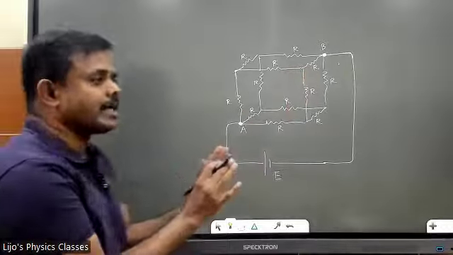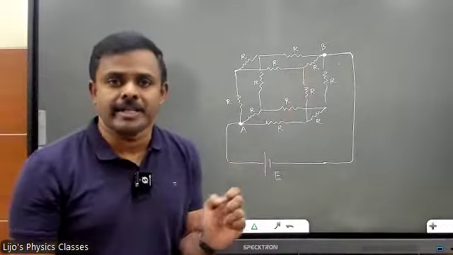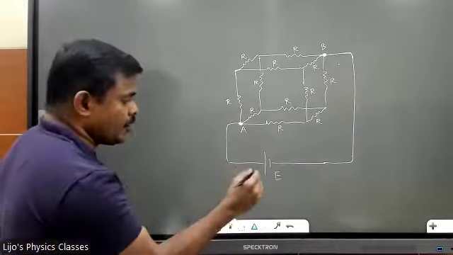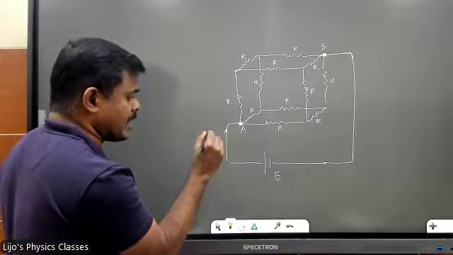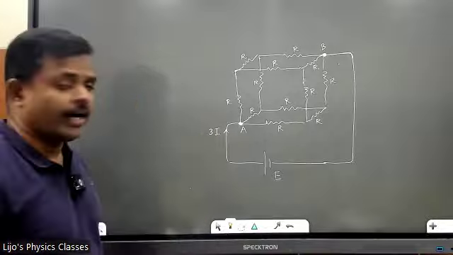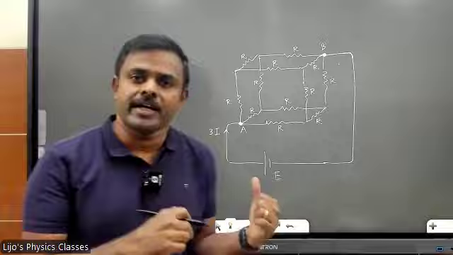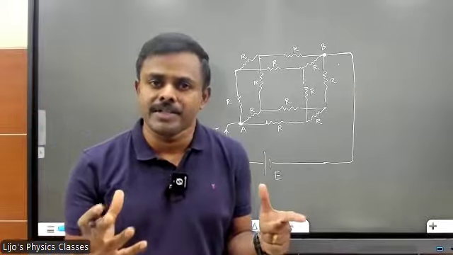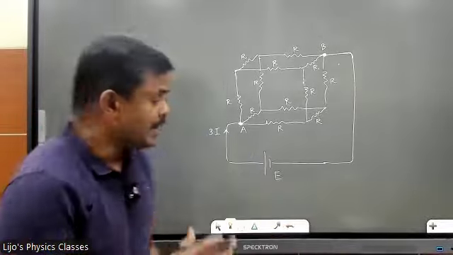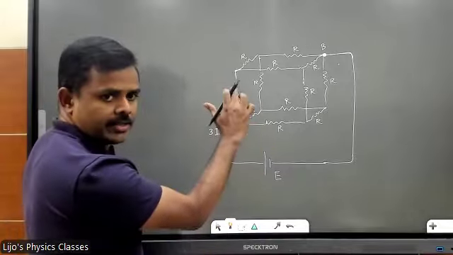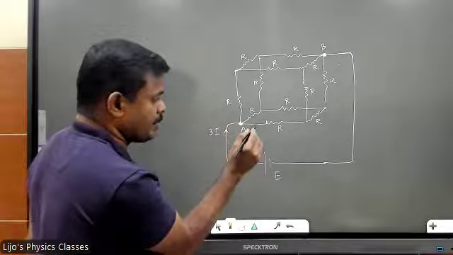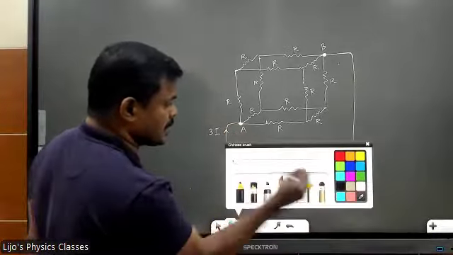You will connect a cell like this and split the current. What is the current going into the circuit? I can call it 3 times I. Why do I take 3 times I? I could have taken I, then the currents would be I by 3, I by 3, I by 3, because when the current enters the junction it equally splits into 3 paths.